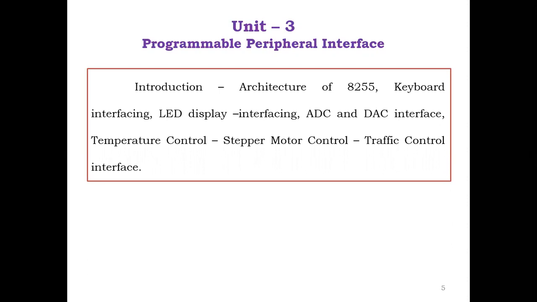In this unit we are going to discuss 8 chapters. The first chapter is 8255, the programmable peripheral interface, then keyboard interfacing, LED, ADC interfacing, DAC interfacing, temperature control, stepper motor control, and traffic light control interface. Like that, we are going to see 8 interfaces in unit number 3. So let's see one by one. Today we are going to see the architecture of 8255.